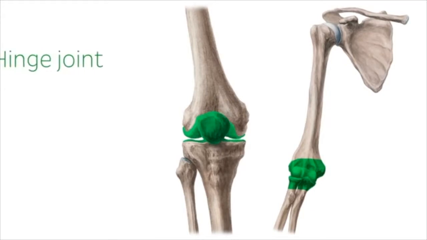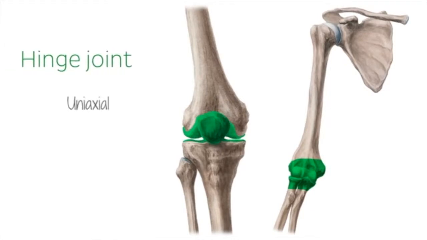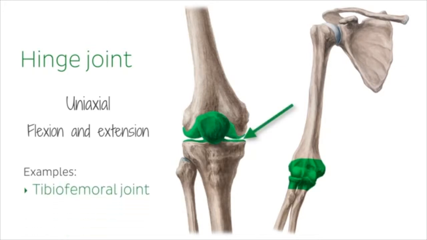The hinge joint has one axis of motion, which is along the x-axis, making it uniaxial. And of course, this results in only 2 types of movement: flexion and extension. And examples of this joint are the knee joint, or the tibiofemoral joint, shown on the left, and the elbow joint, shown on the right.